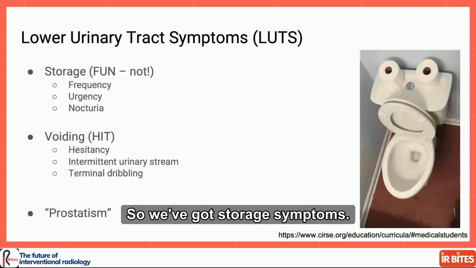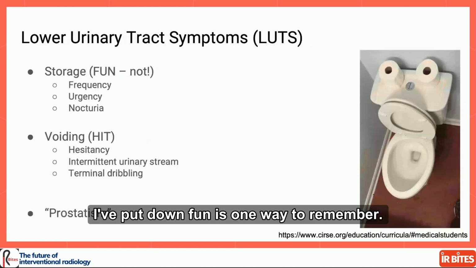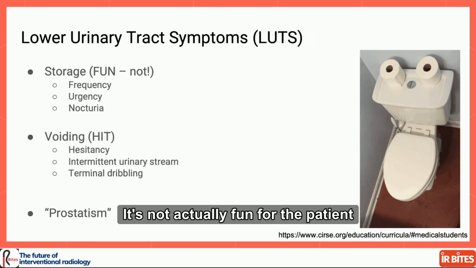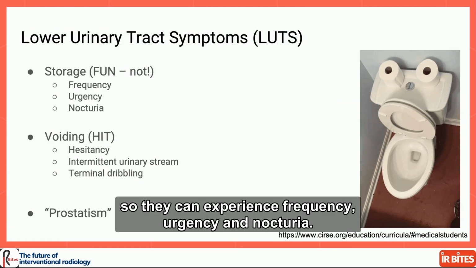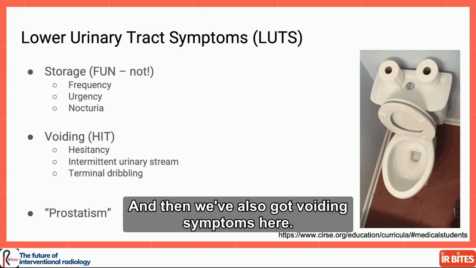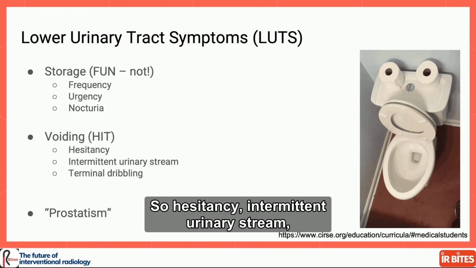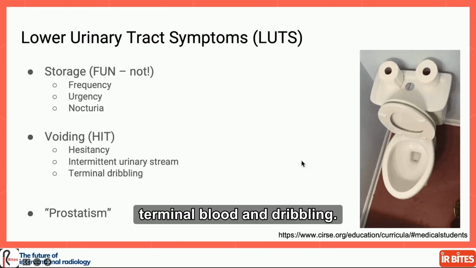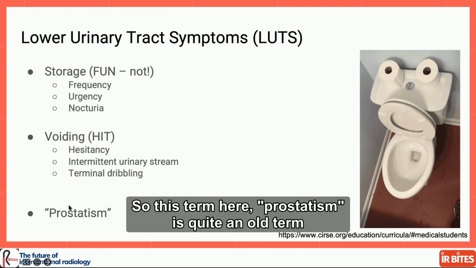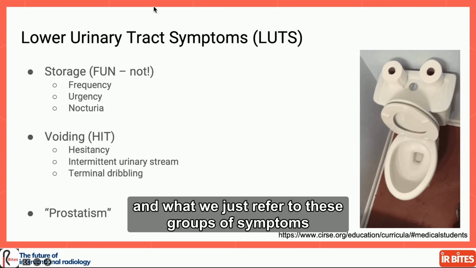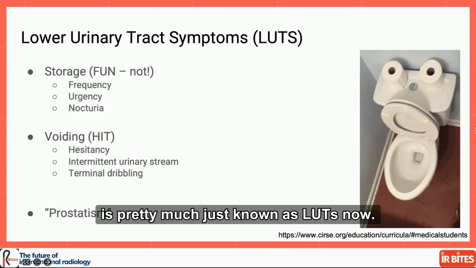So we've got storage symptoms. I've put down "FUN" as one way to remember. It's not actually fun for the patient. So they can experience frequency, urgency, and nocturia. And then we've also got voiding symptoms here: hesitancy, intermittent urinary stream, and terminal bladder dribbling. This term here, prostatism, is quite an old term. What we just refer to this group of symptoms as is pretty much just known as LUTS now.